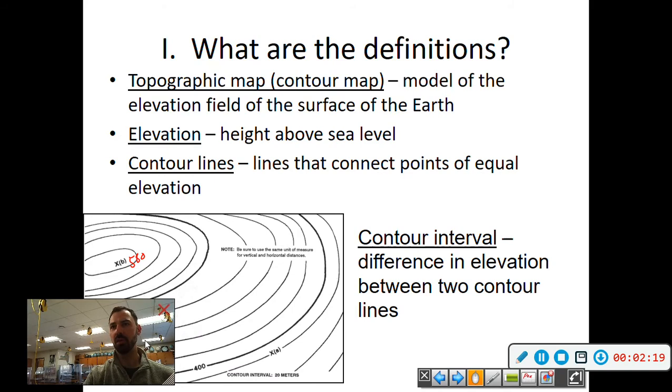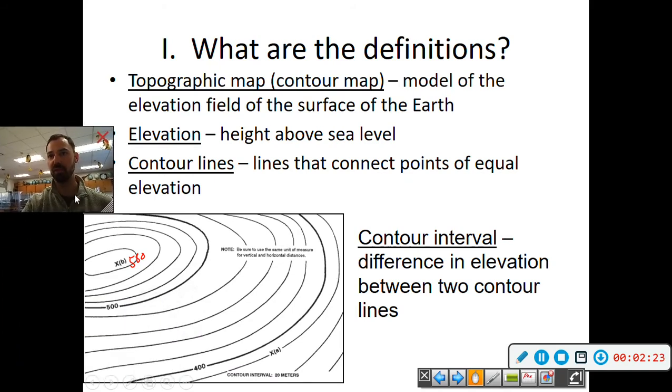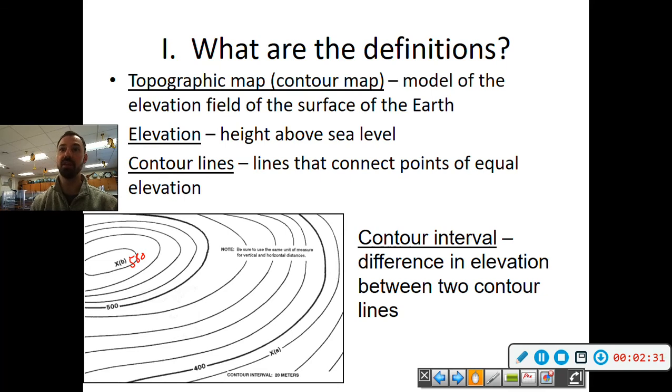So a topographic map or contour map is a model of the elevation field of the Earth's surface. Elevation is defined as height above sea level. So you may ask, what is sea level? Well, sea level is where the ocean touches the continent. Okay, so if you ever see the ocean on a diagram, that's always going to be the 0 foot or 0 meter contour line, depending on what units they're using.